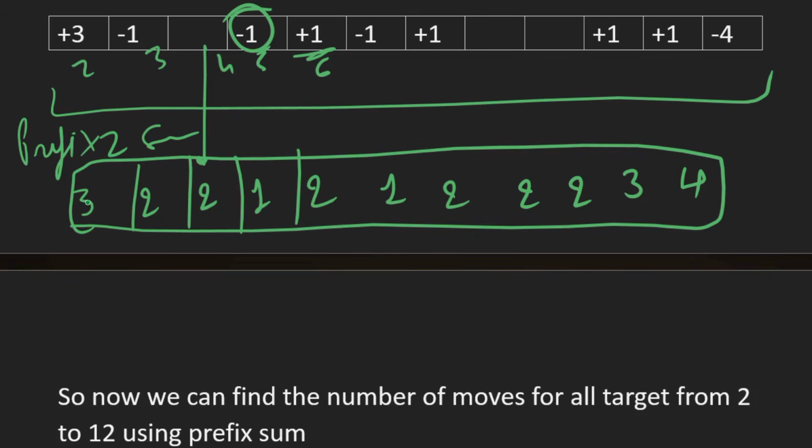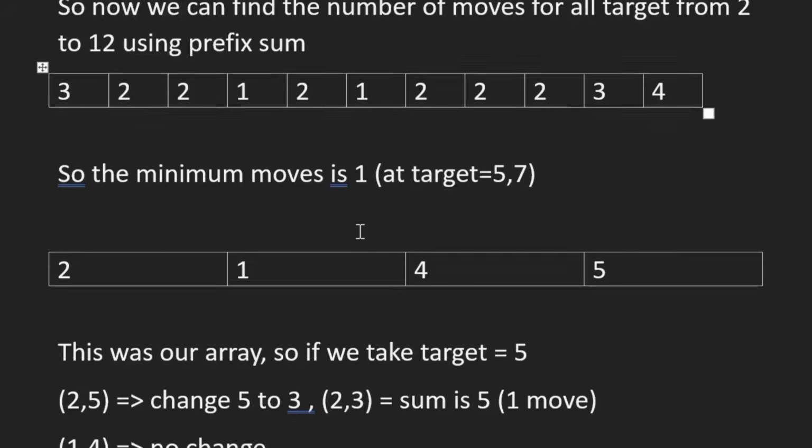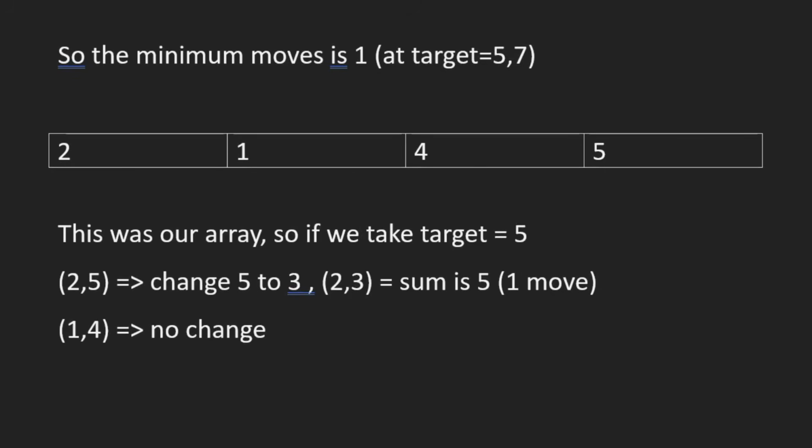So for target 2 we require 3 moves. For target 3 4 5 6 7 8 9 10 11 12, for each target we get the number of moves that we need. So the minimum number of moves is 1, which is for 5 and 7. For 5 and 7 we get the minimum number of moves, which is 1. So our answer is 1, right?